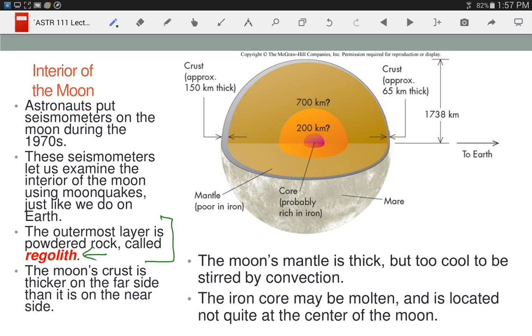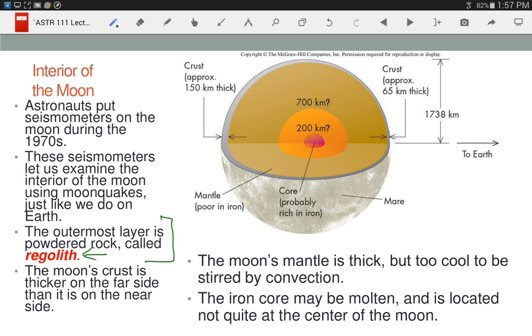Now, just thinking about it logically, how do you go from solid rock, it had to be solid rock when it formed, to powdered rock? You have to hit it. And so it's had lots and lots of impacts.